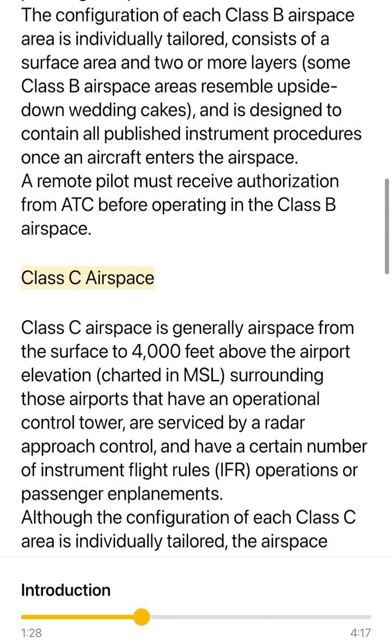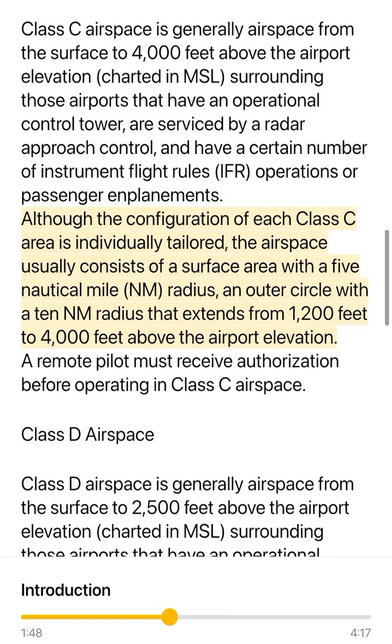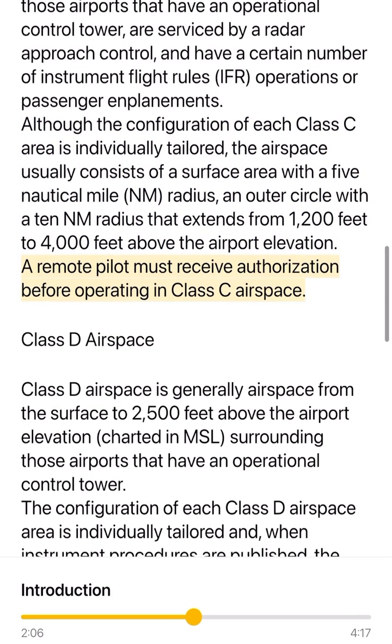Class C airspace. Class C airspace is generally airspace from the surface to 4,000 feet above the airport elevation, charted in mean sea level, surrounding those airports that have an operational control tower, are serviced by a radar approach control, and have a certain number of instrument flight rules operations or passenger enplanements. Although the configuration of each Class C area is individually tailored, the airspace usually consists of a surface area with a 5 nautical mile radius, an outer circle with a 10 nautical mile radius that extends from 1,200 feet to 4,000 feet above the airport elevation. A remote pilot must receive authorization before operating in Class C airspace.